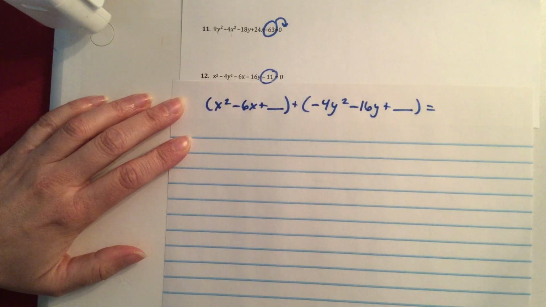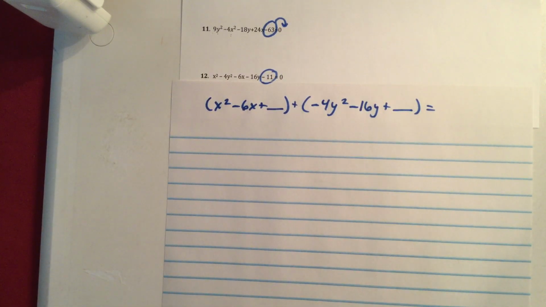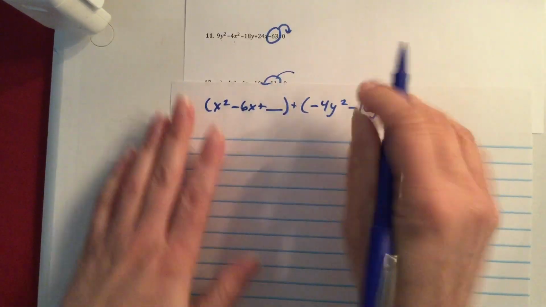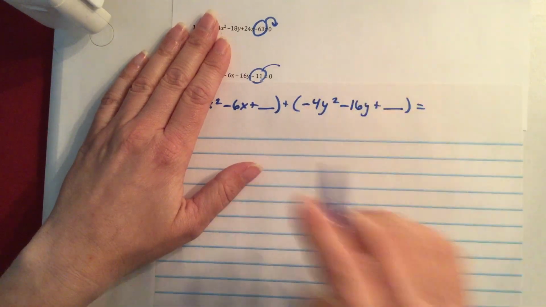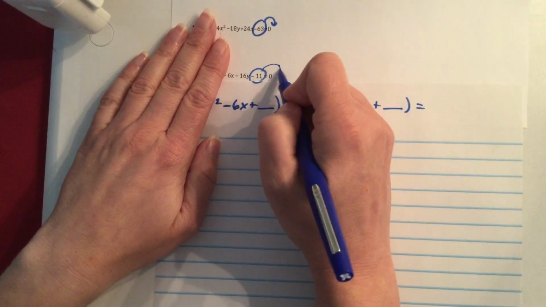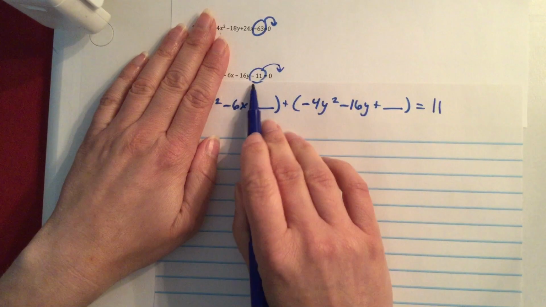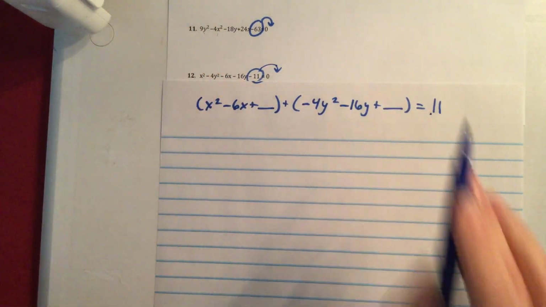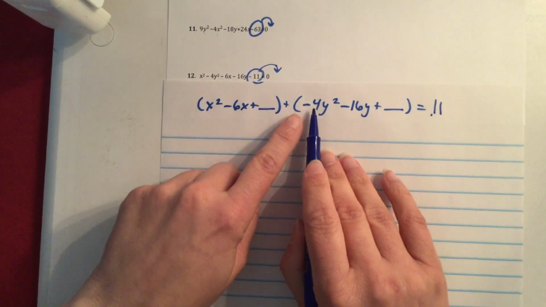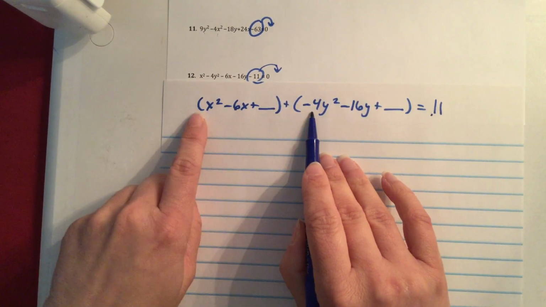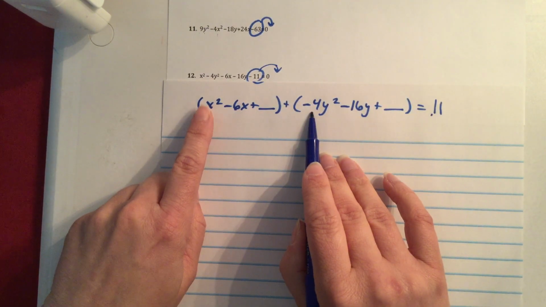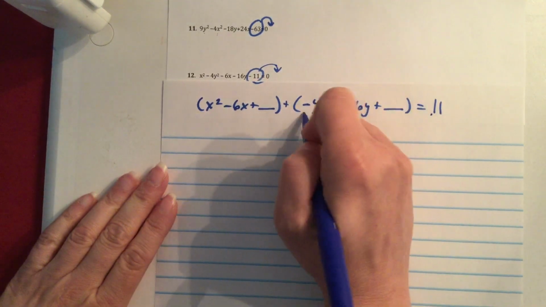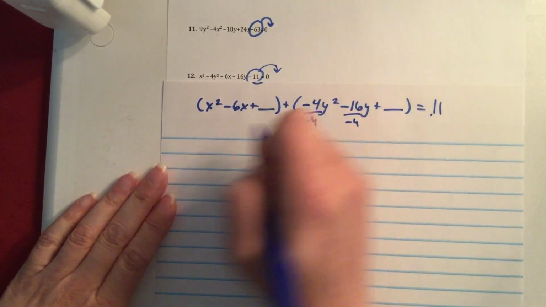Any number that does not have a variable needs to be moved to the other side. So I'm going to take this -11 and I'm going to move it to the other side. Because it's negative here, I had to add it. Now, you cannot complete the square if there's a leading coefficient other than 1. This group is fine because this is a 1. Not so much here. I need to divide out that -4.